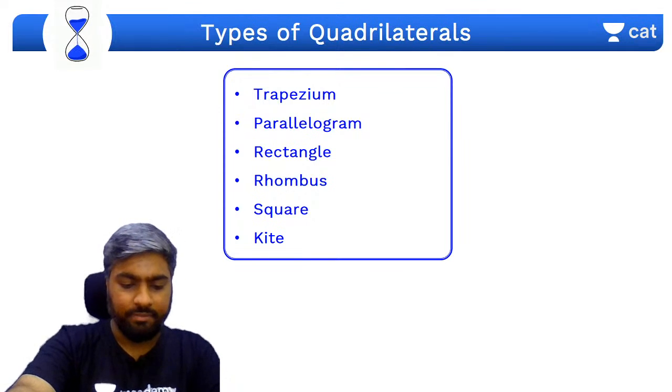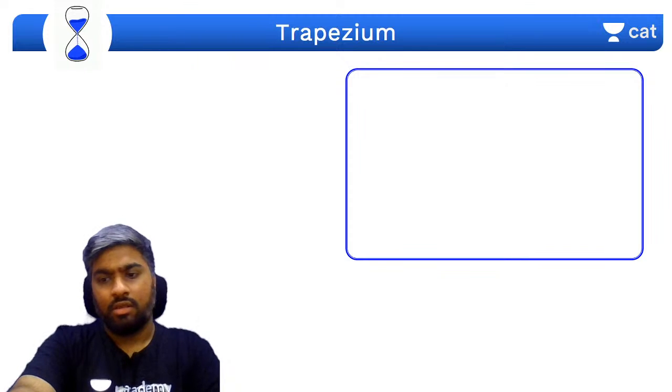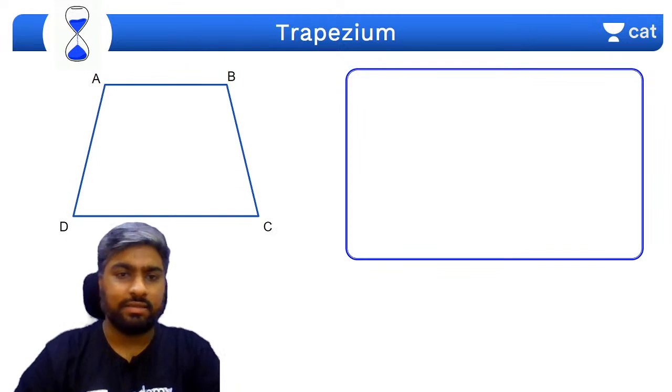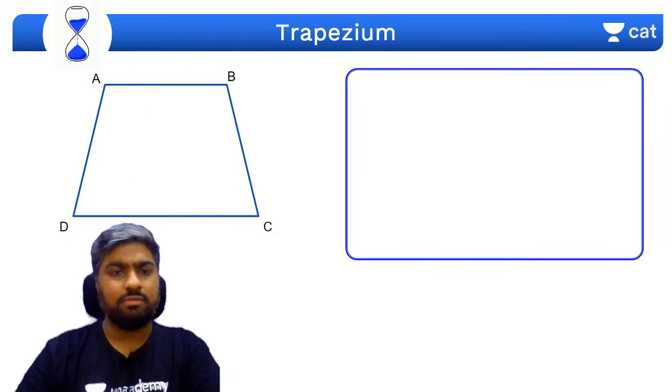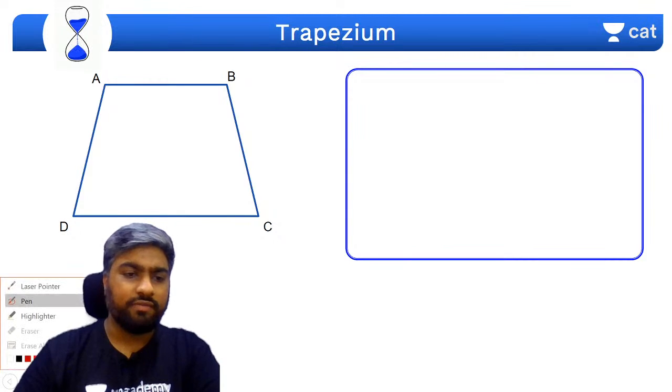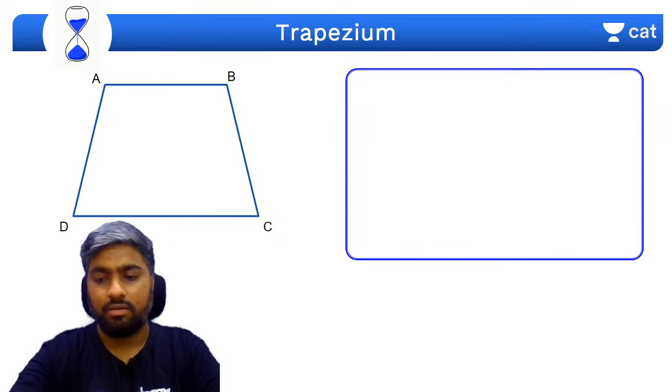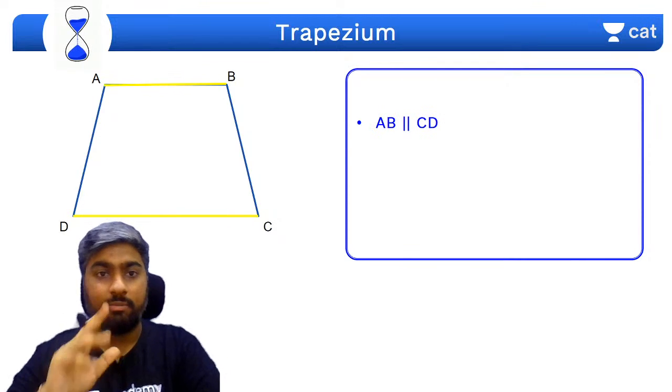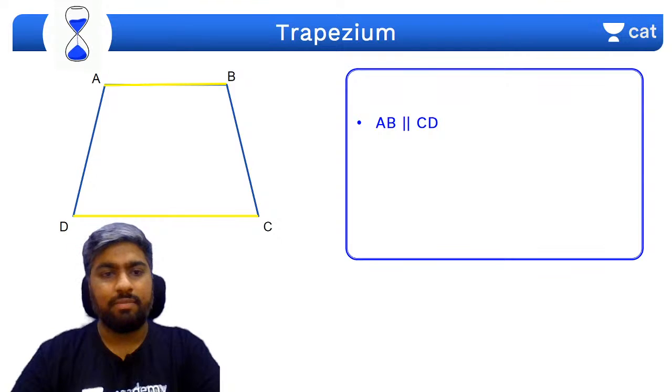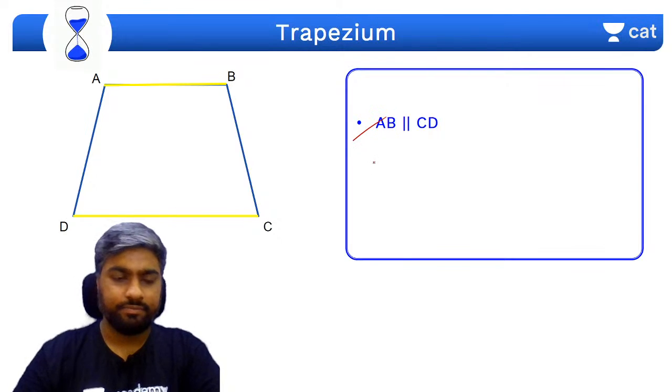Let's first pick up a trapezium. A trapezium looks like this, where one pair of opposite sides will always be parallel, not equal, parallel. So in this case, AB and CD are parallel. Got it?